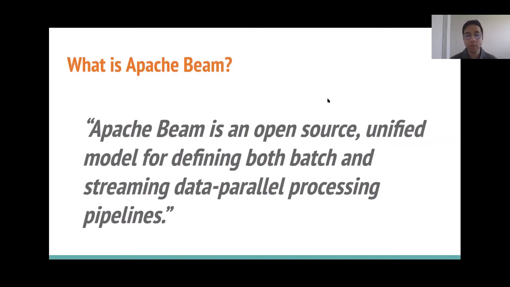So first off, what is Apache Beam? If you go to the Beam website, you'll see that Apache Beam is an open source unified model for defining both batch and streaming data parallel processing pipelines. It's a long sentence and it has a lot of jargon, so let's try and break that down. Unified model means that you have the same API for both batch and streaming data pipelines. When a user comes from Spark, they may know that you have the micro batch.